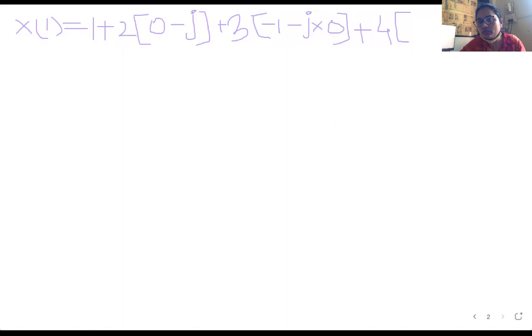Cos 3 pi by 2, in radians. Calculate. If you are taking pi, your calculator should be operated in radian mode. If you are operating in degrees, then pi should be substituted with 180. Keep that in mind while calculating cos 3 pi by 2. So what is cos 3 pi by 2? 0, right? So cos 3 pi by 2 is 0 minus j sin 3 pi by 2.